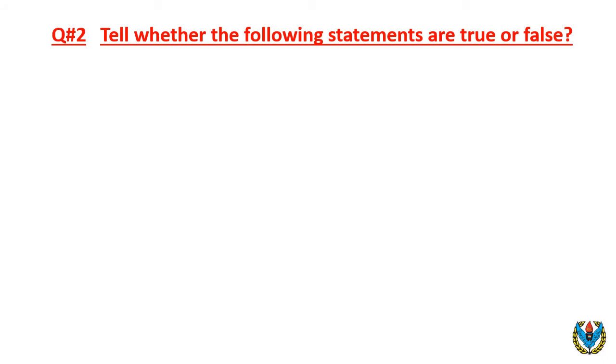Question number 2. Tell whether the following statements are true or false. Its solution is part 1. 5 with exponent 1 over 5 is equal to square root of 5. Dear students, we know that on the left hand side the denominator of the exponent is 5. So the index on the right hand side should be 5. But we don't have an index on the right hand side, so it's false.